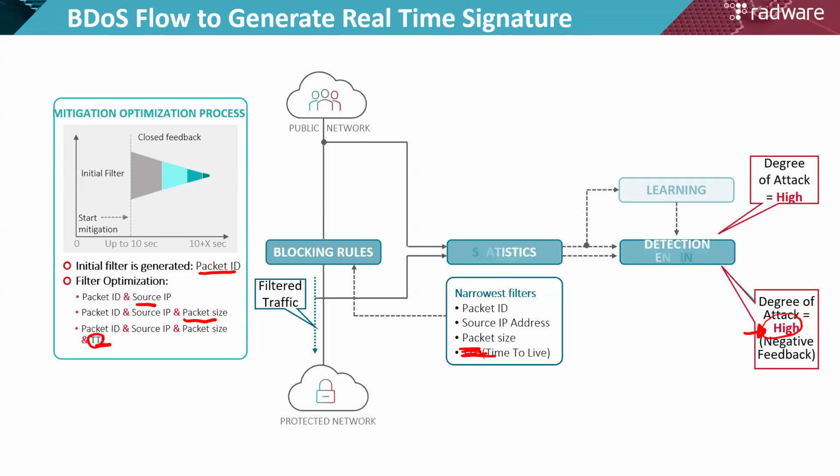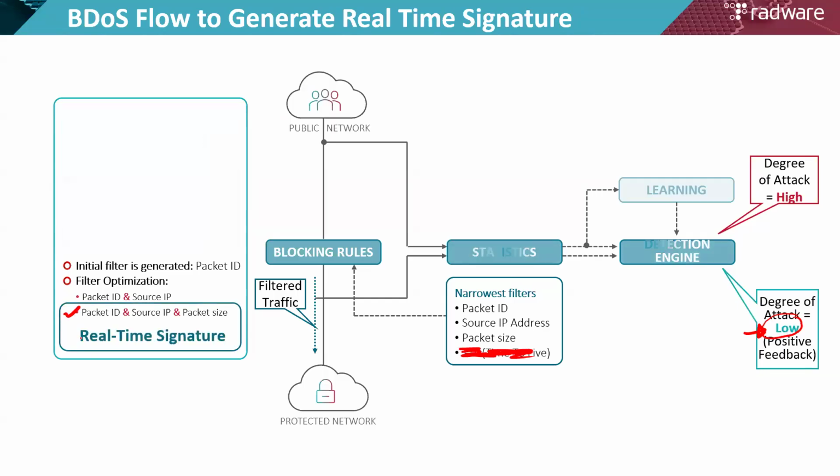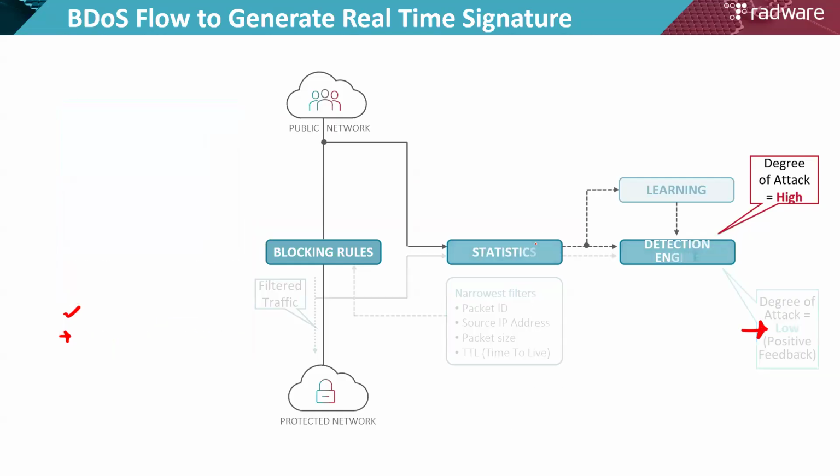So we simply remove that parameter and work with these three things, which are packet ID, source IP, and packet size. And that we consider as the final RTS, the final real-time signature. This real-time signature is then attached to the attack traffic, and post that the degree of attack would be low. So we mitigate the attack.